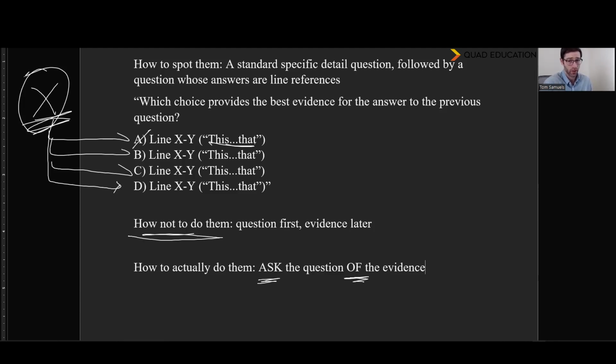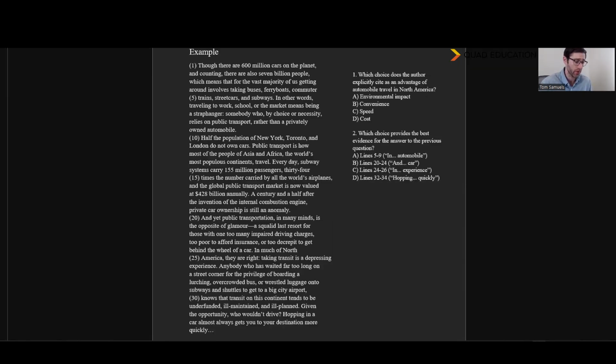Okay, that's a whole lot of theory and talking. So let's do a little bit of practice now so I can show you what I mean. Okay, so take a few minutes here and see if you can't solve these two questions associated with this passage. All right, let's take a look.